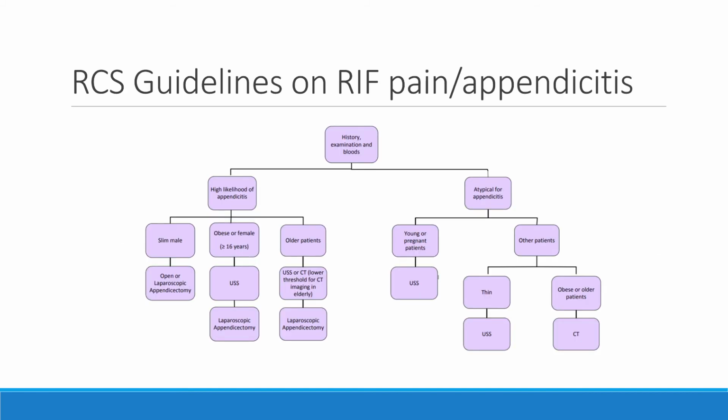And this is the RCS guidelines on right iliac fossa pain or appendicitis. I just want you to pay attention: if you suspect an elderly patient has appendicitis, you have a lower threshold to perform a CT, because there are a lot of things that can happen in elderly patients, just to exclude any other pathology.